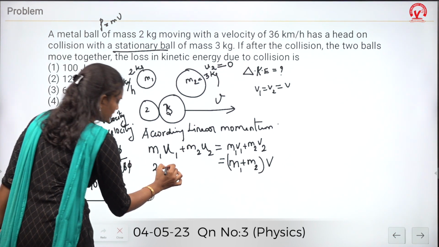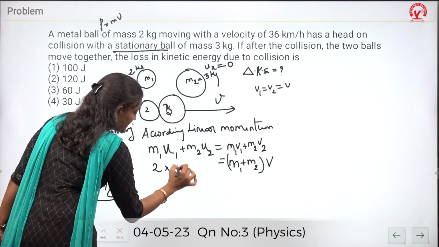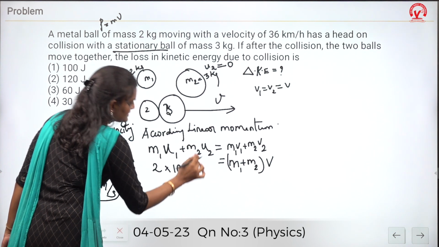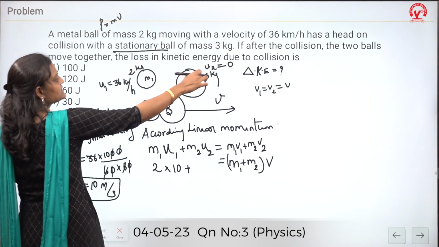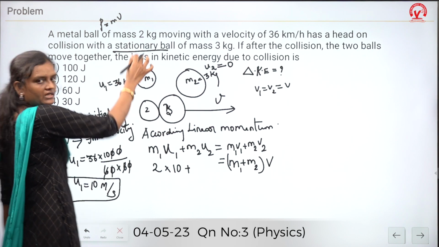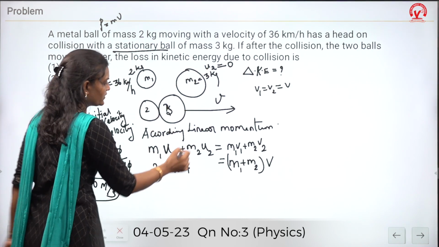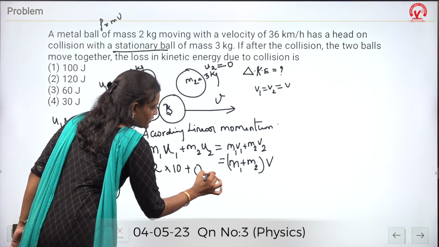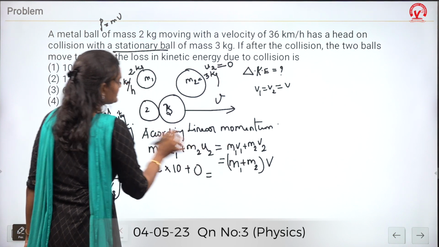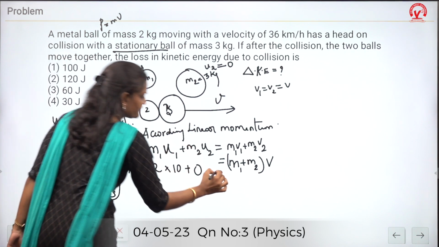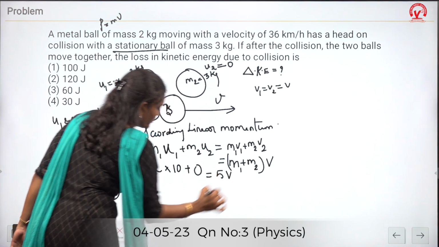So the initial momentum is 2 into 10 meter per second plus M2 U2, where U2 is 0, because the ball is stationary. So this is equal to M1 plus M2 into V. So 2 plus 3 is 5 V.